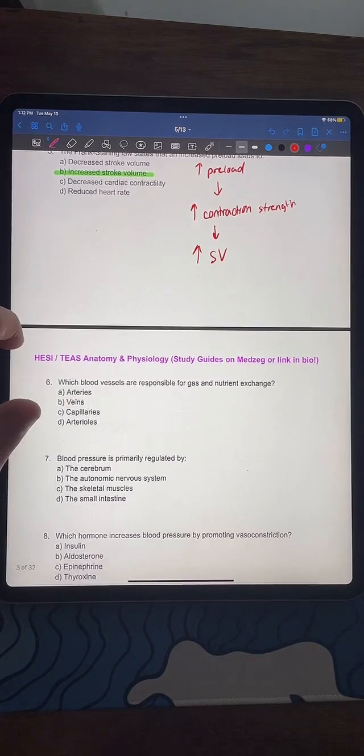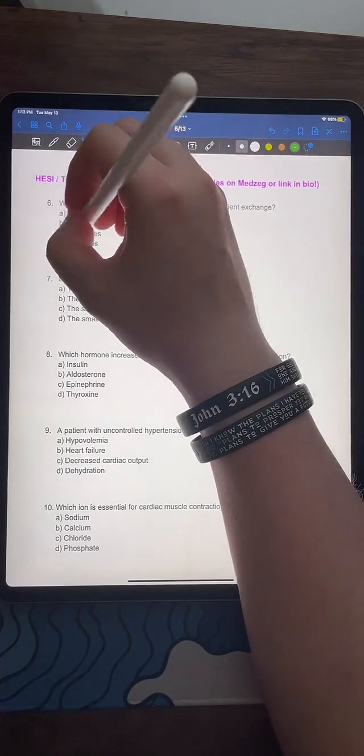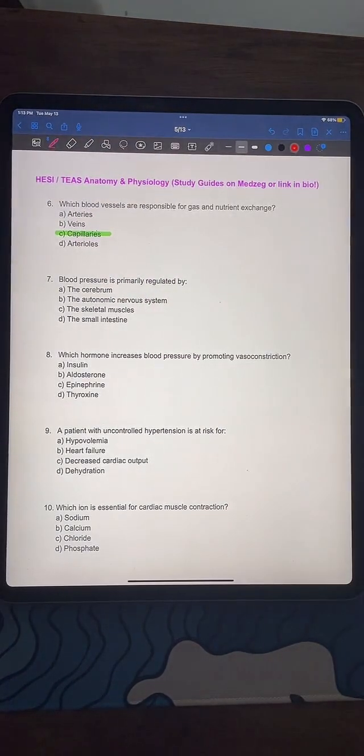But number 6, moving on. Which blood vessels are responsible for gas and nutrient exchange? Fantastic. It is C. It is capillaries. So capillaries have the thin walls that allow for the exchange of oxygen.